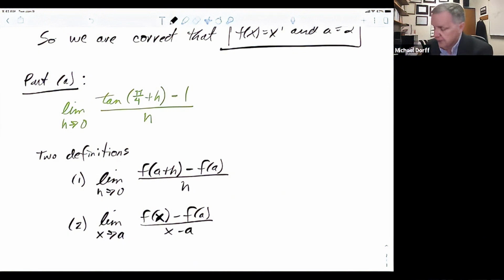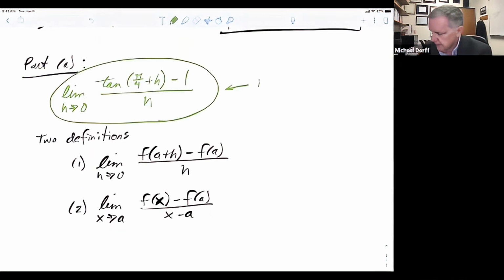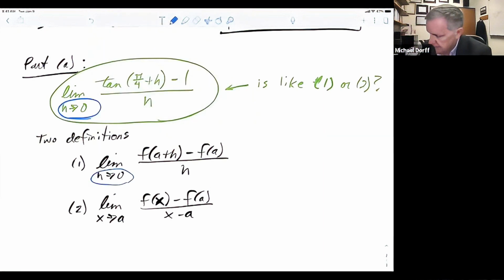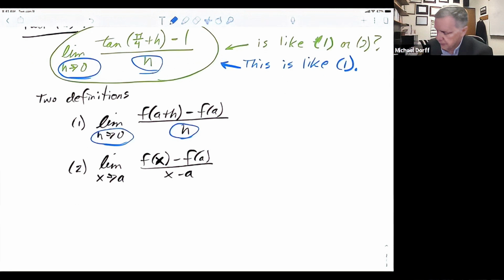So we want to ask ourselves, this green limit that was given in the original problem, which one is it? It's either number 1 or number 2. We look at it, and the fact that we have h going to 0 here, and an h in the denominator, tells us that this is formula number 1. So we're going to use definition 1.